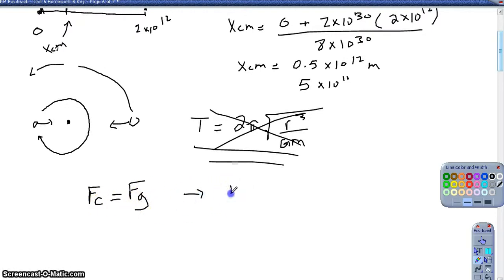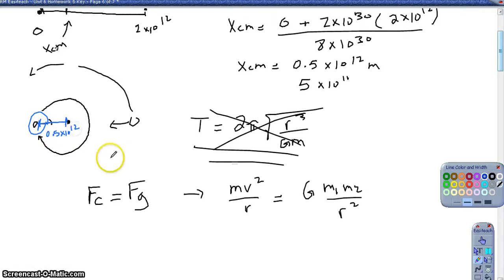So, if you will, I'm going to break that up. mv squared over r, my centripetal force, equals G m1 m2 over r squared. Here's where we have to be careful. These are not the same r, and let's think about why. I'm going to focus for a second on the larger star, which is closer to the center of orbit. The centripetal force is based on the radius of the circular path. The radius of the circular path for the larger object would just be the 0.5 times 10 to the 12th meters that we defined before.